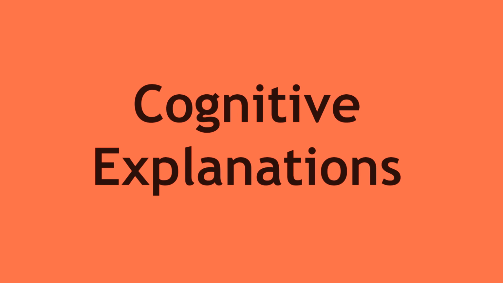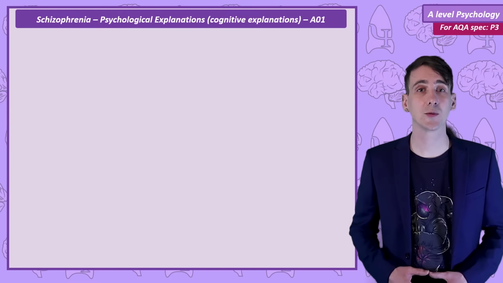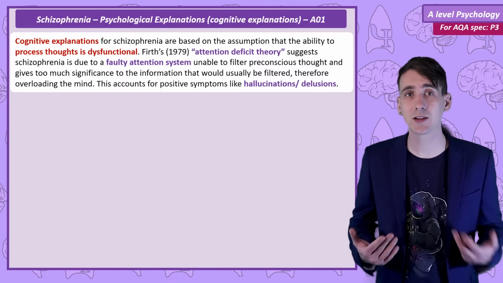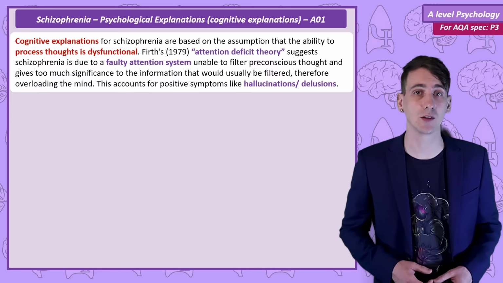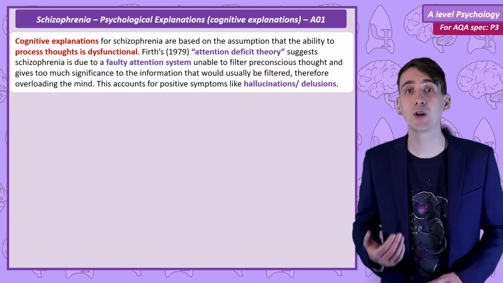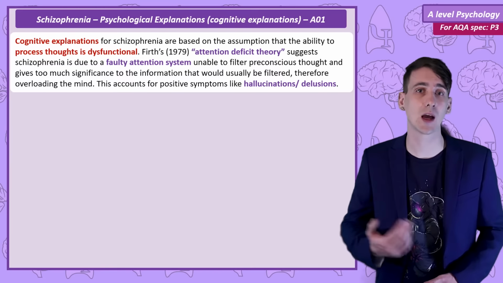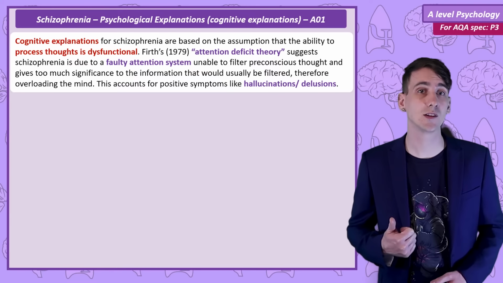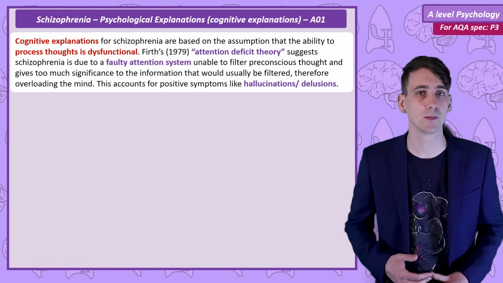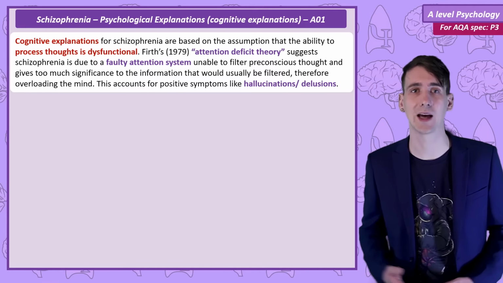Cognitive explanations. Another psychological perspective we can take is the cognitive suggestion that schizophrenia is actually due to the individual's thought processes not working correctly, so being dysfunctional. We can give 3 examples of how these thought processes can be dysfunctional: a faulty attention system, a lack of central control, and issues of meta-representation.